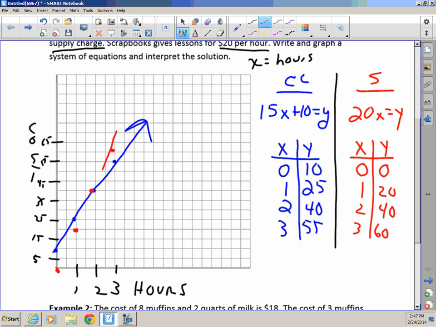Now, you can draw a number of conclusions based upon this graph. The first is, at $40 or 2 hours, both plans cost the same. If I'm using it for less than 2 hours, then the plan in red, Scrapbooks, is going to cost less because the line is below the other line. If I'm going to go above 2 hours, then the plan in blue, Creative Crafts, is going to cost more because it's below the red line. And that's the type of judgments, or not judgments, but conclusions I can reach, and they're much more easily determined when you look at the graph.